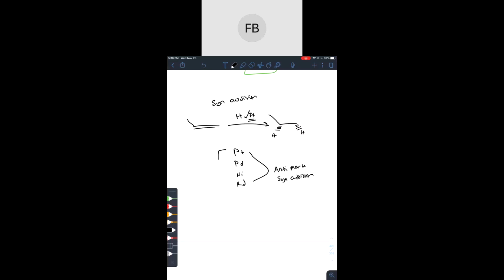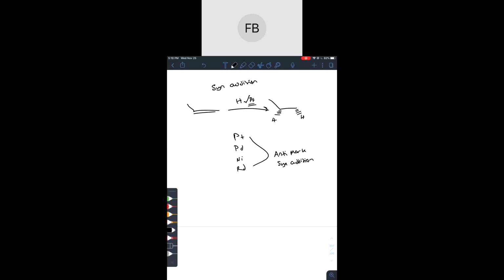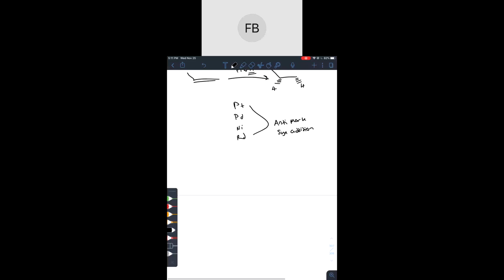But yes, on the regular PT, PD, and NI, RD, they do lead to anti-Markovnikov and syn addition. And then remember the opposite was Markovnikov and anti-addition. So it's easy to remember those two like opposites kind of. Markovnikov is anti-addition, anti-Markovnikov is syn addition. Syn addition means that you add them in the same direction, so both have to be going down, both have to be going up. So this is here.